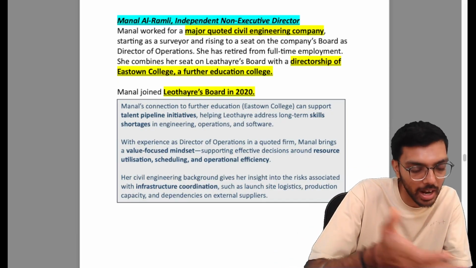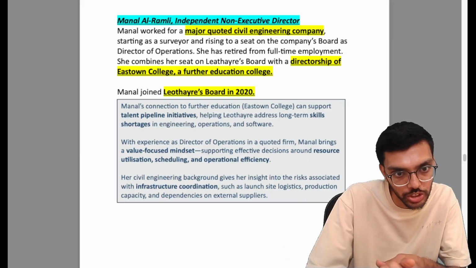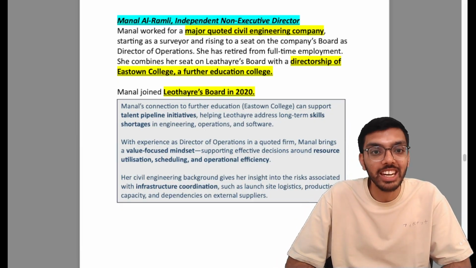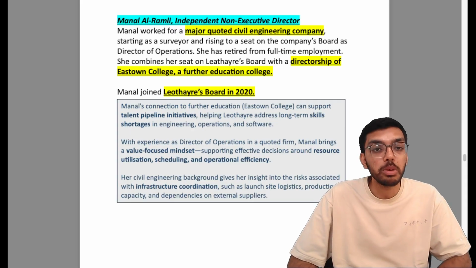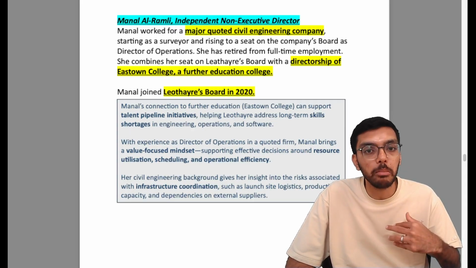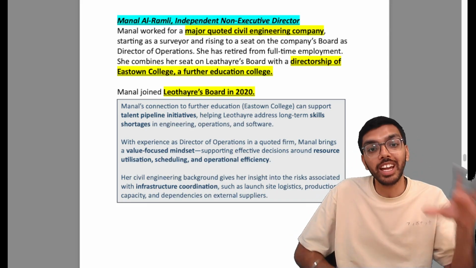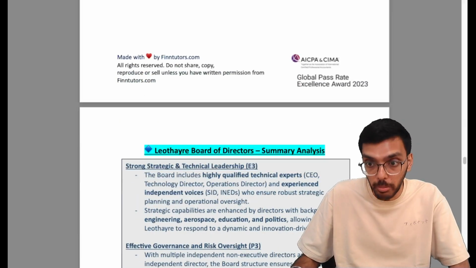So her part-time job is related to education. Manal's connection to further education can support talent pipeline initiatives, because people who graduate from that college can be offered an internship at our company if they are well skilled. So her experience becomes important for us as an overall company.